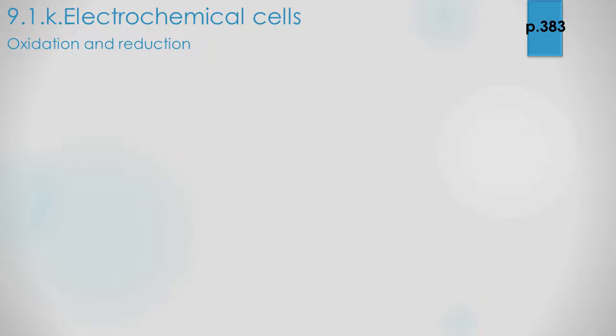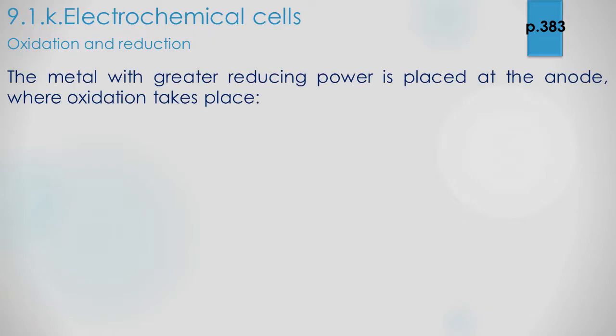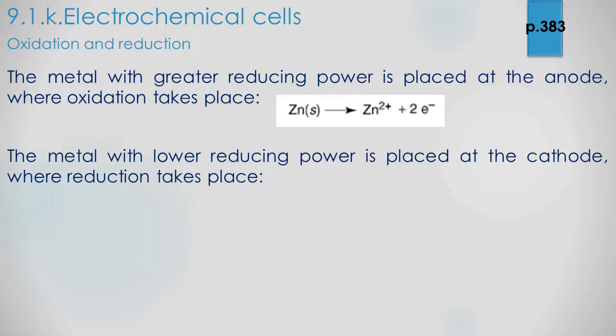Now, oxidation and reduction. The metal with greater reducing power, that is the metal that is more reactive, that is the metal that is able to lose electrons more, is always placed at the anode, where oxidation takes place. So oxidation takes place at the anode, and we put the more reactive metal at the anode as well. The metal with lower reducing power is placed at the cathode, where reduction takes place.